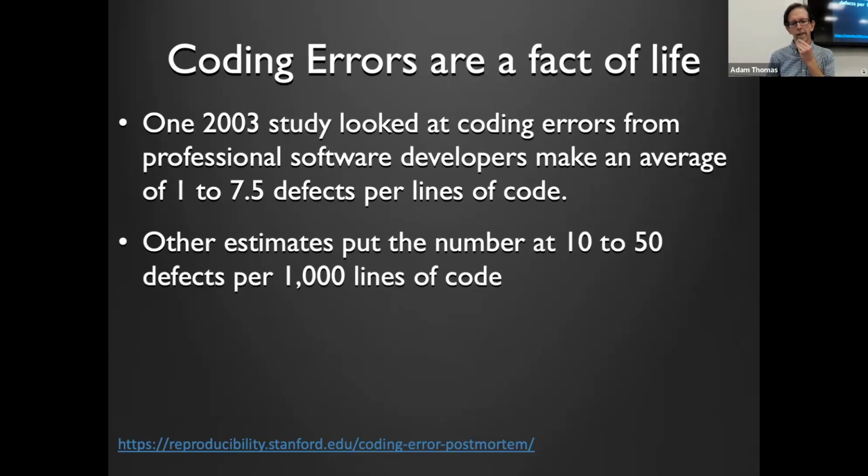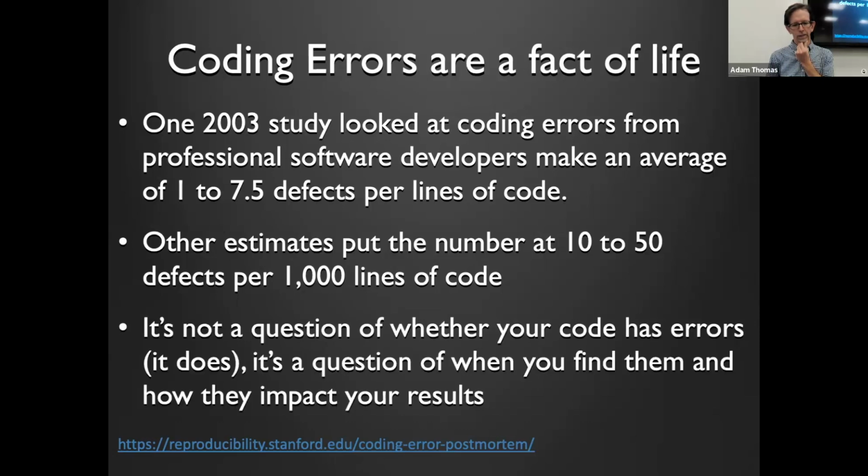There are other estimates with the number quite a bit higher, at 10 to 50 defects per 1,000 lines of code. So it's really not a question of whether your code has errors. It does. It's a question of when you find them and how they impact your results. Russ Poldrack has some great blogs about this. You are much more incentivized to look at errors that invalidate your results than errors that make your results more valid, so you always have that bias. So odds are, if there are errors, they are errors that make your analysis not actually true.